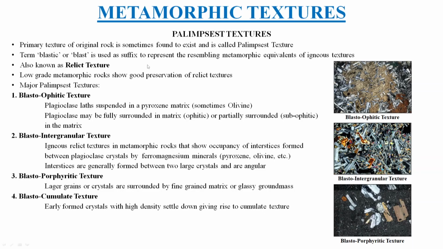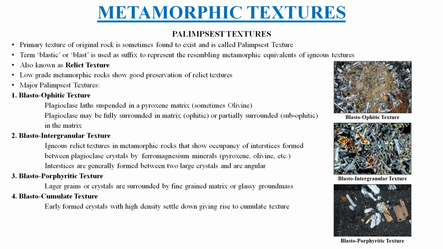There are a few terms like blastic or blasto that are used as a prefix or suffix to represent the resembling metamorphic equivalents of igneous rock. So for example, if I take the first example, that is blasto-ophitic texture, we have discussed ophitic texture earlier when we discussed igneous texture, that when a plagioclase grain is protruding from a pyroxene grain, or is completely surrounded by a pyroxene grain, in that case it is either ophitic or subophitic texture when it obviously originated from an igneous process.